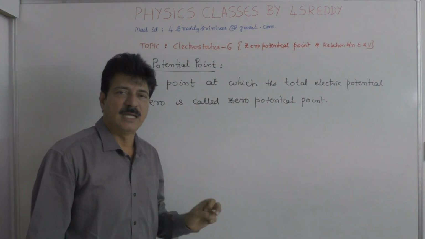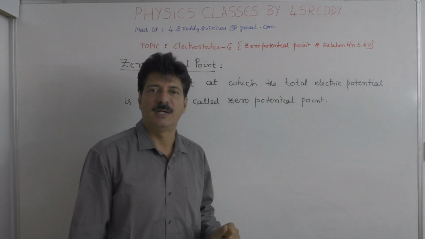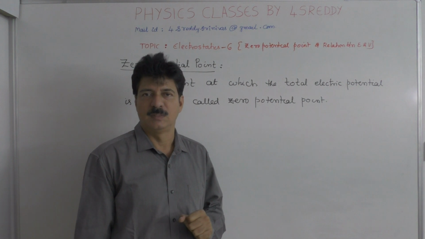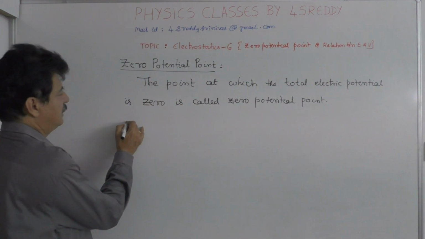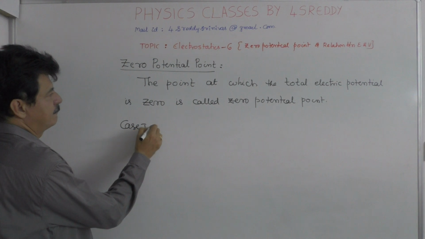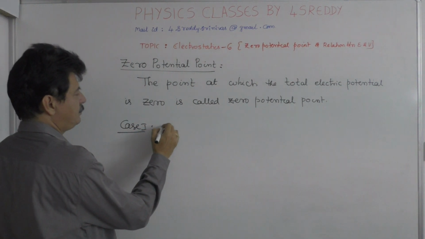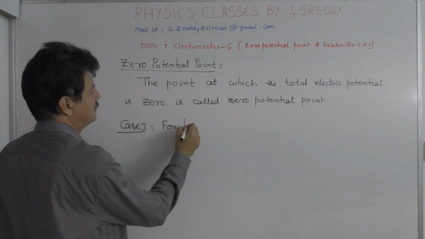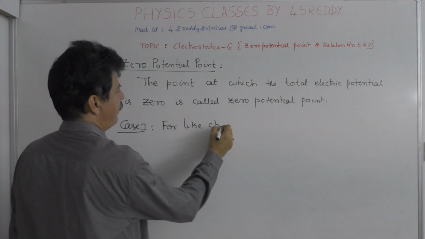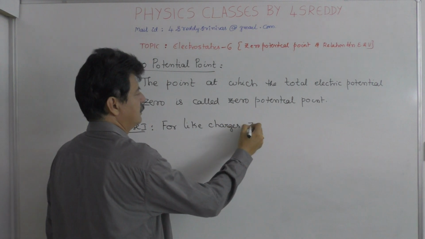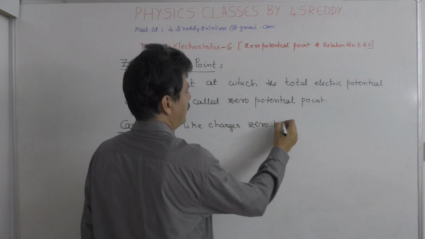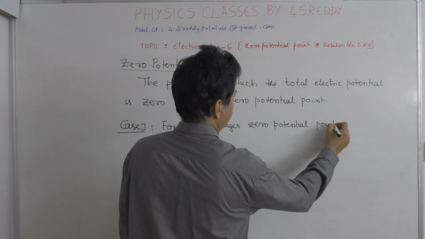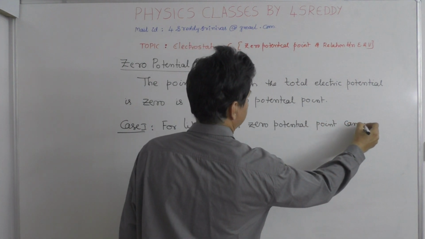Here, can we get a zero potential point with like charges? The answer is no. Here, first point in that case 1, for like charges, zero potential point cannot exist.